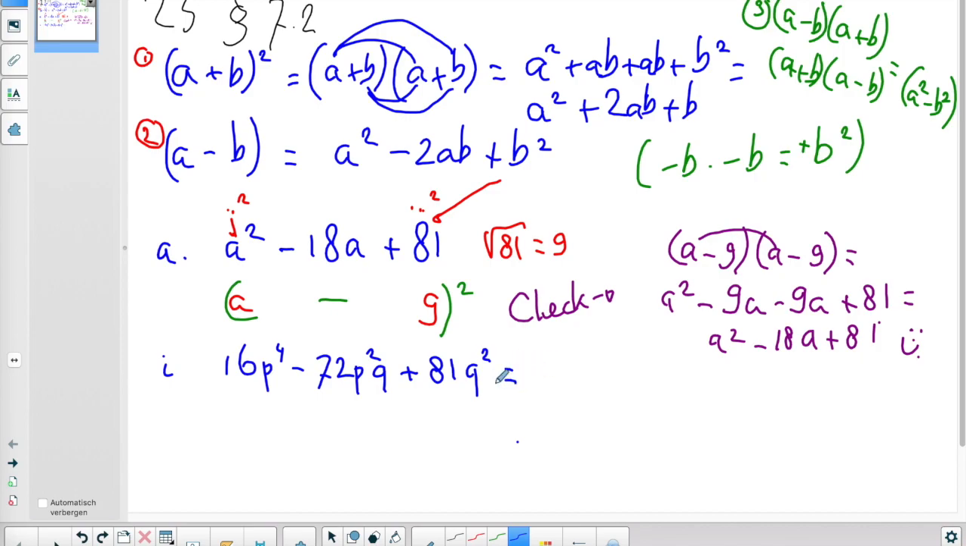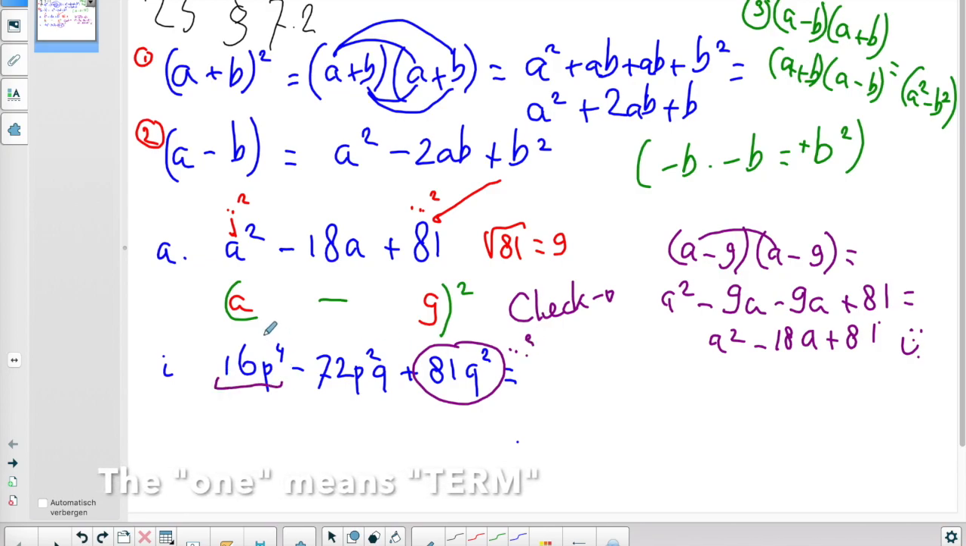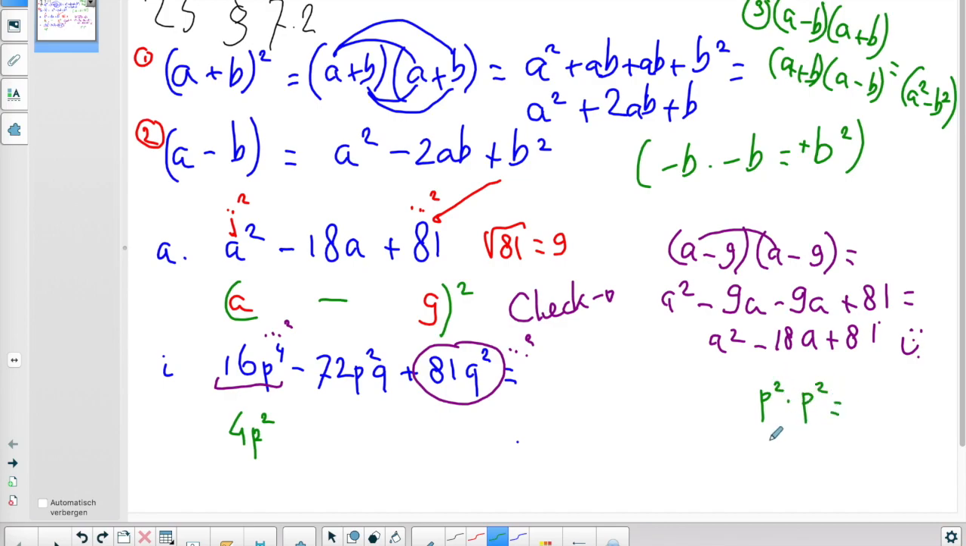Okay. Well, this one. Let's take another one. This one is my something squared, and this one is my something squared. Well, I can easily see the square root of 16 is 4, the square root of p to the power of 4 is p to the power of 2, because, just check, it's like p times p times p times p. This part is over there and this part is over there.